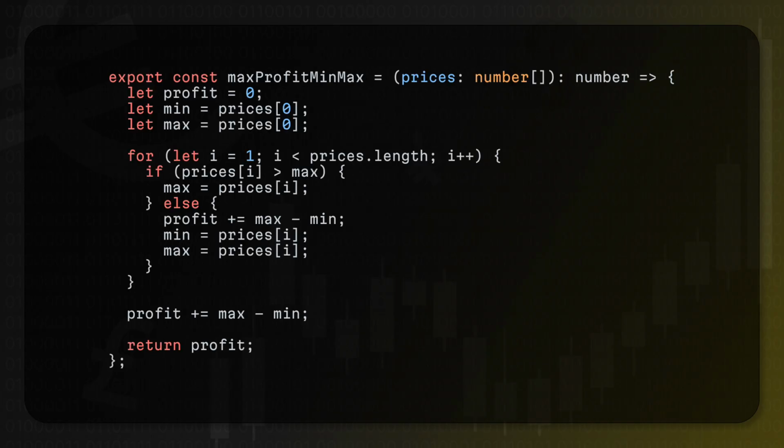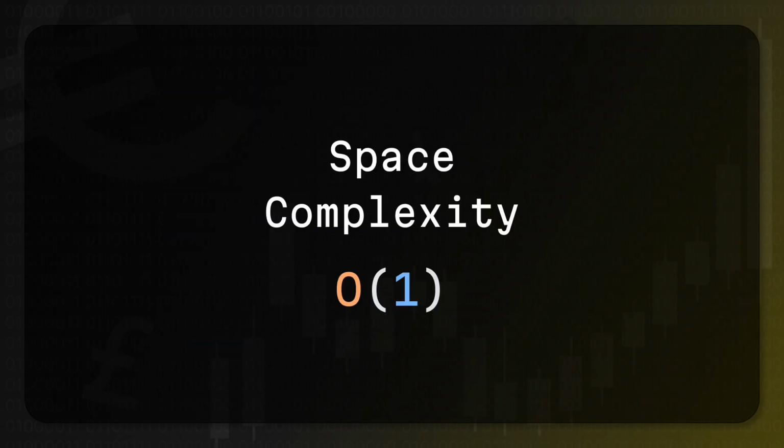As for space complexity, we're not using any extra data structures, just a few simple variables: profit, min, and max. So the space complexity is big O of 1. This approach works well, but it looks a little bit messy. Let's explore a cleaner alternative.